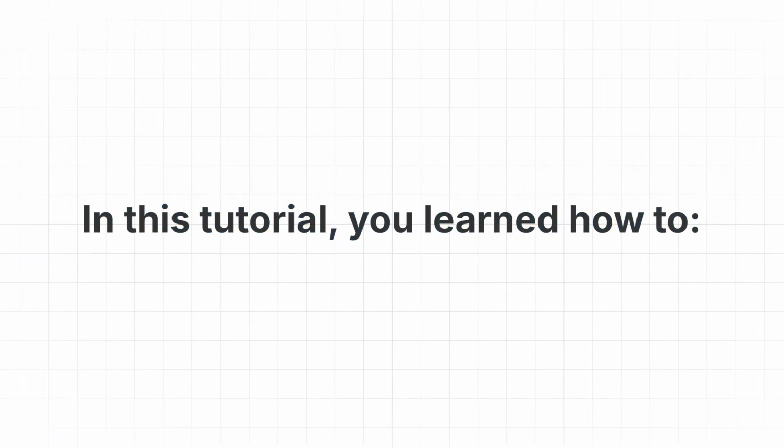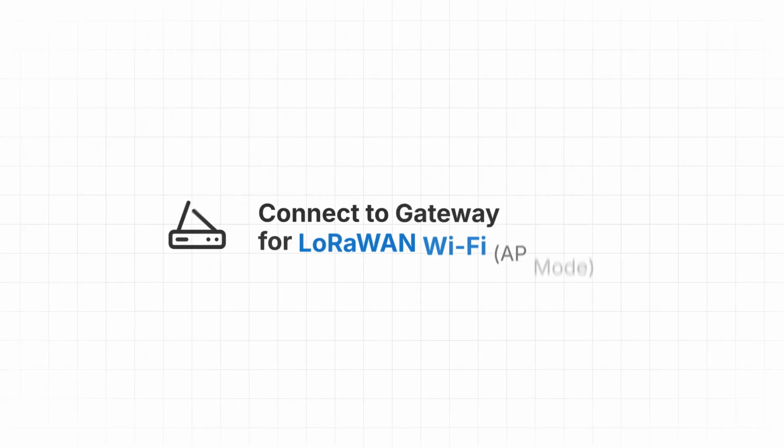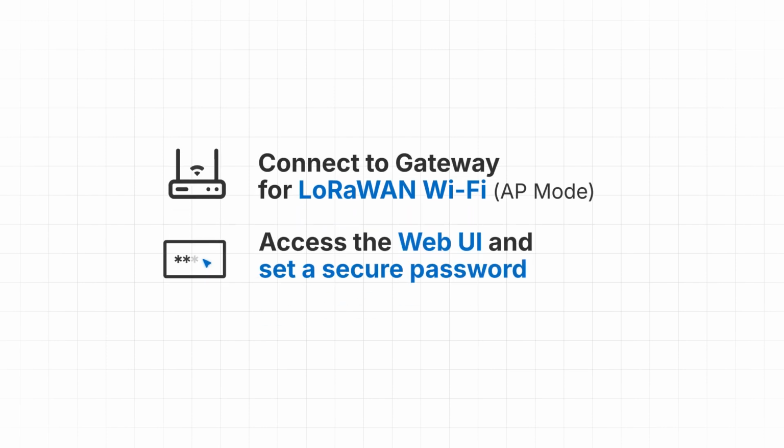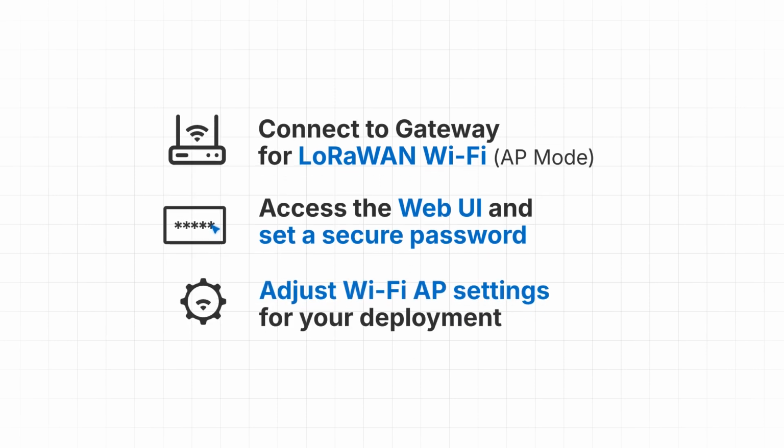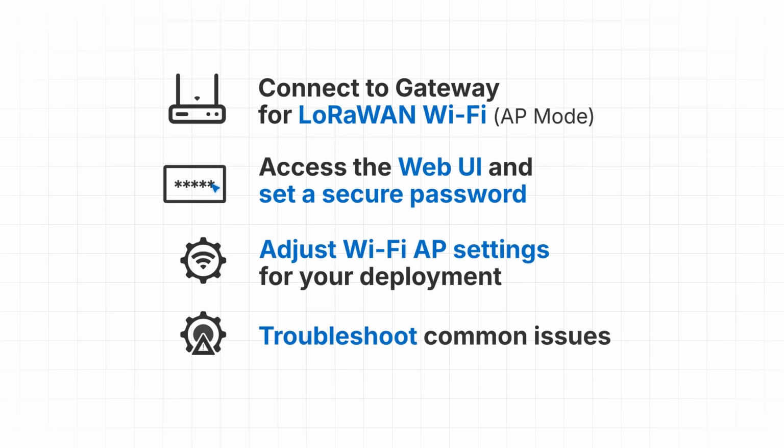In this tutorial, you learned how to connect to the gateway Wi-Fi AP mode, access the web UI and set a secure password, adjust Wi-Fi AP settings for your deployment, and troubleshoot common issues.